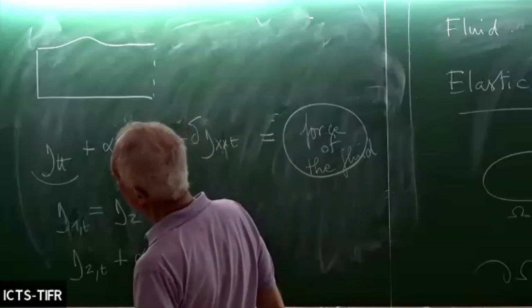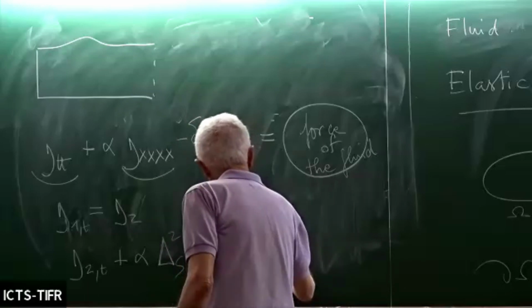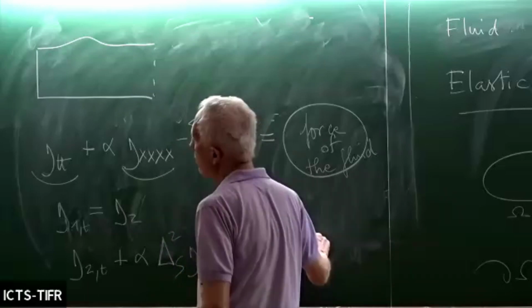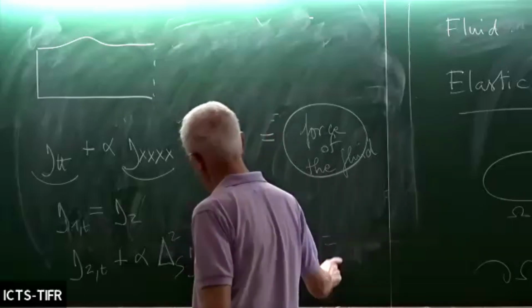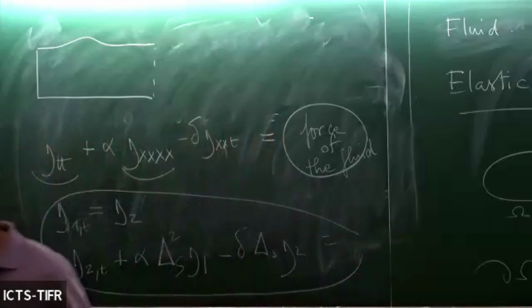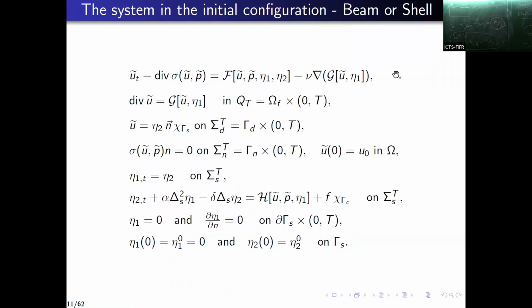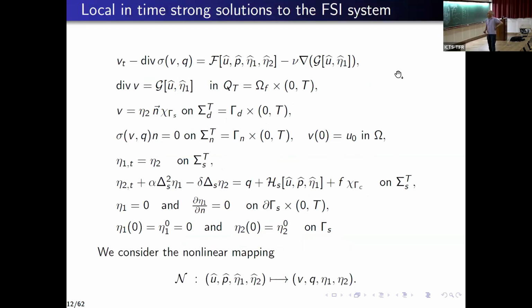So minus the Laplacian of eta 2 equal to something. So this is nothing else than exactly the same equation written above. This is the force exerted by the fluid. I'm not going to enter into the details, and these are the nonlinear terms I obtain. Okay, so this is the system I would like to study.